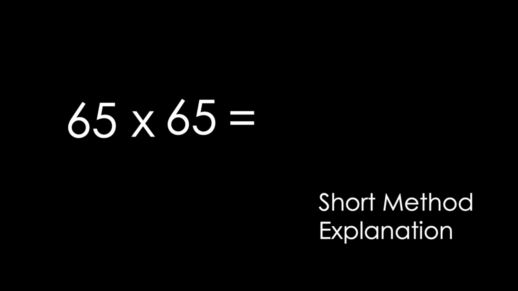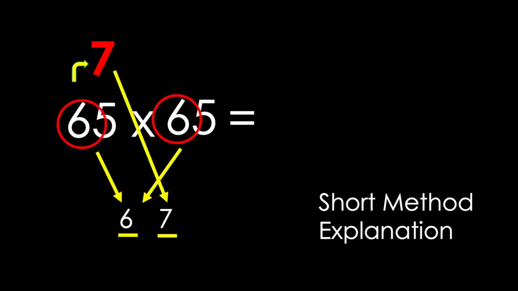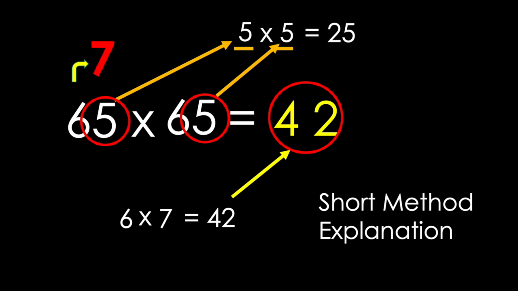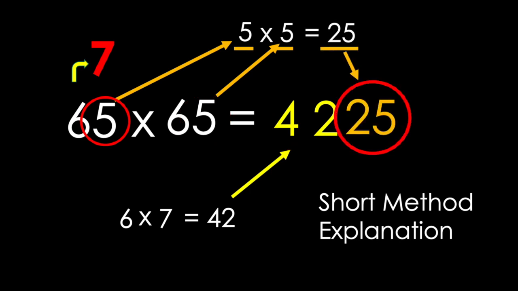So 65 times 65. What we will do is determine the next number after the first digit, which is 6. The next number is 7. So that means 6 plus 1 is 7. And then multiply these two numbers, the 6 and the 7. You will get the product, and that will be your first two-digit number. The second step is to multiply 5 times 5, which is 25, and that will be your second two-digit number. So the answer is 4225, which is the same as when you solve it in the usual or standard way.